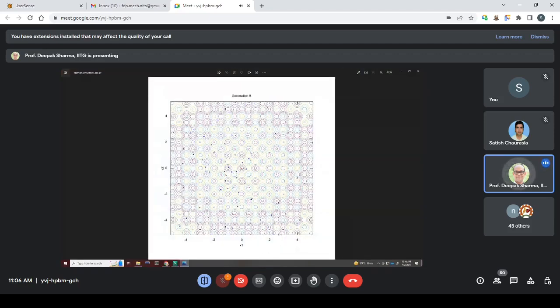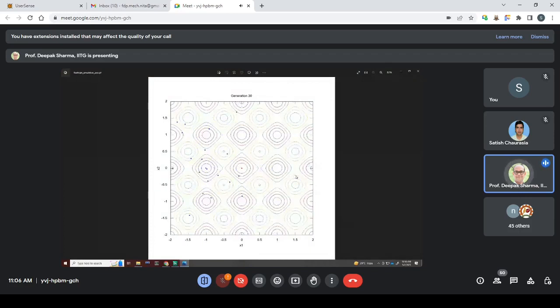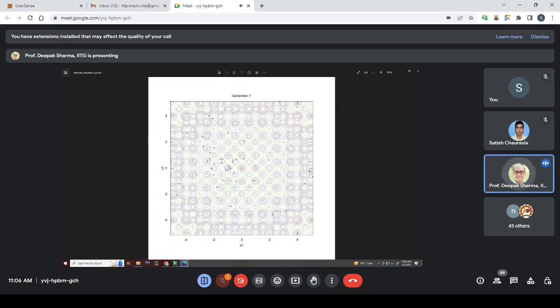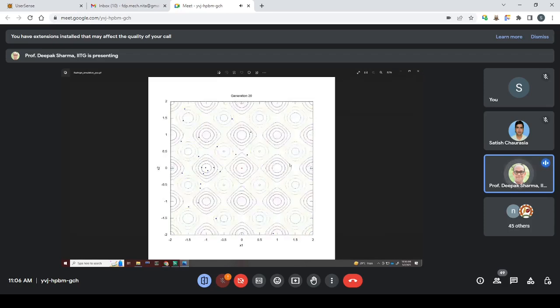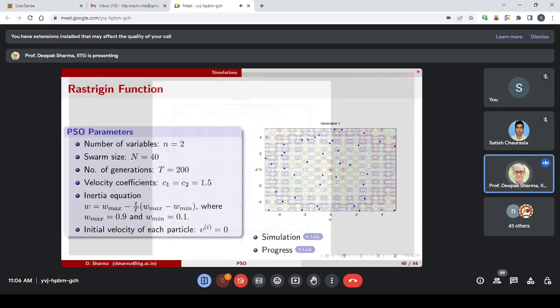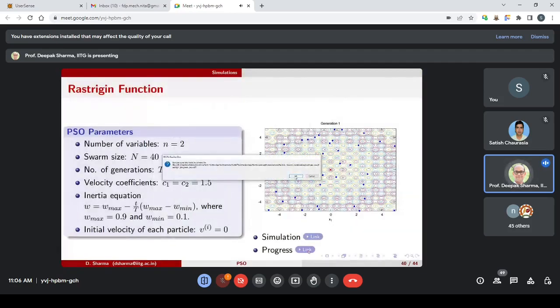Now we can see that again the particles are updated in every iteration. They started coming closer to the global minima, which is the red dot, and some of the blue particles have already converged to the global minima. So we can see that although the problem is so difficult, with so many local optima, PSO is able to solve this particular problem. Let us see the progress.